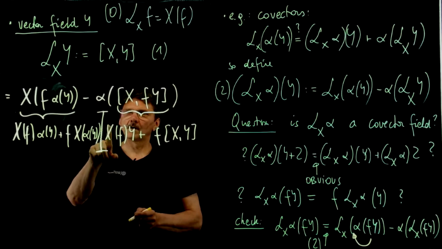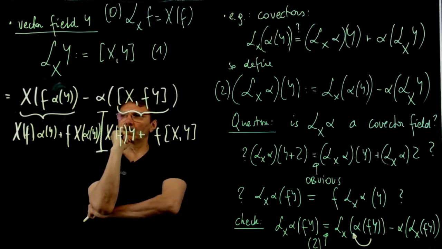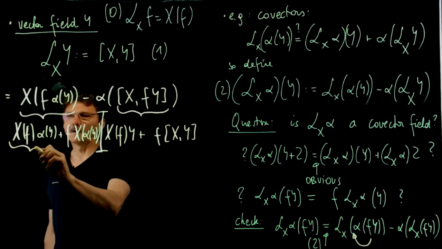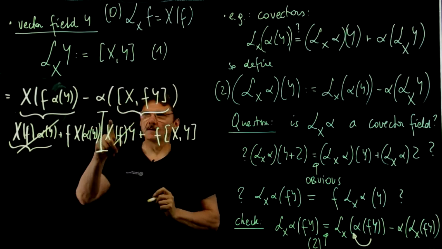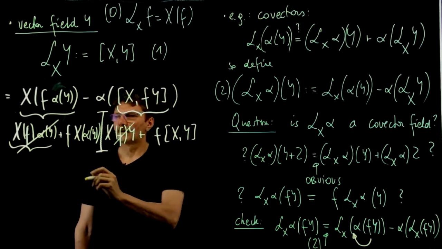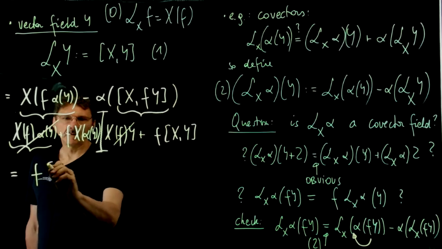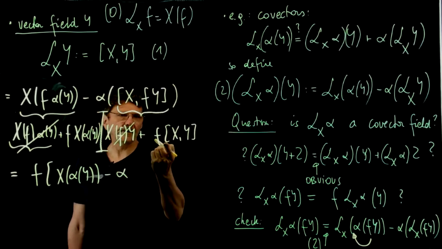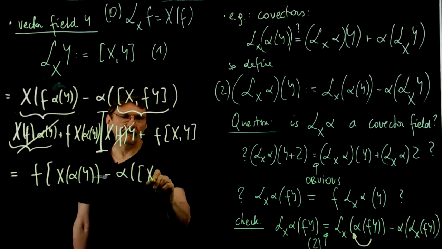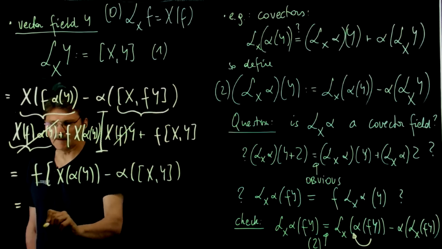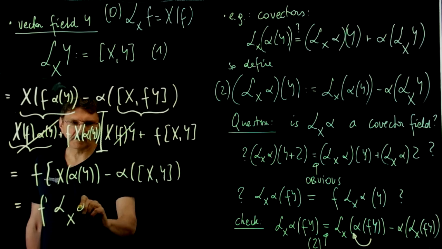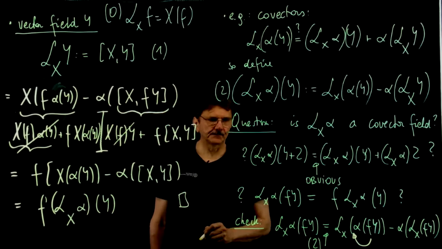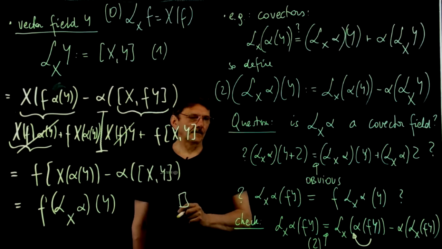Okay, so how does this work now? X of f alpha of y. Okay, so this term cancels out with this one. And remember that alpha is acting on all this here. So we get f of x of alpha y minus alpha, and alpha is linear. So this is f x alpha of y. Okay, so three is satisfied.